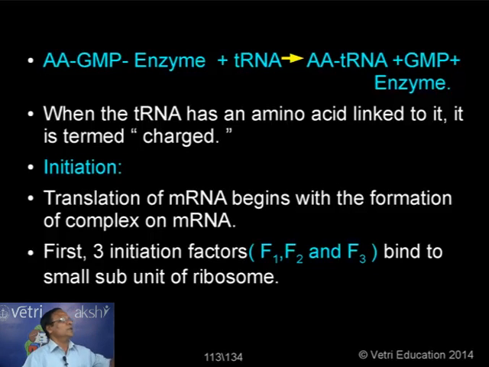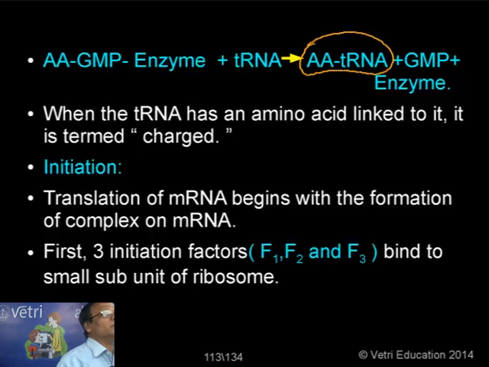So already the amino acid has been activated. Now we have the amino acid, guanosine monophosphate enzyme complex. At this stage it is linked to the tRNA. After the activation the amino acid has been linked to the tRNA. Now we have amino acyl tRNA, a tRNA having an amino acid. The guanosine monophosphate and the enzyme complex have been removed from that. So this is what happened: activation and then linkage of the amino acid to the tRNA.